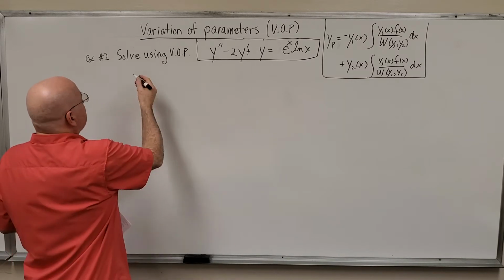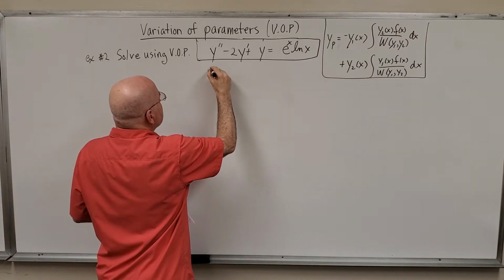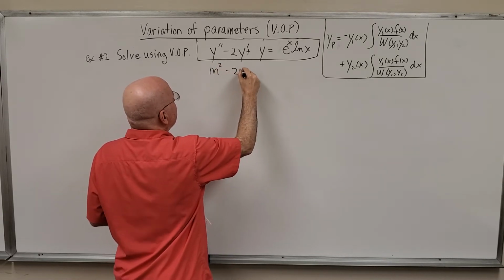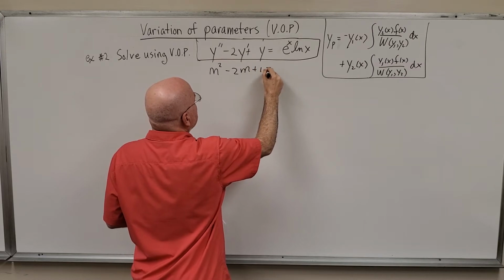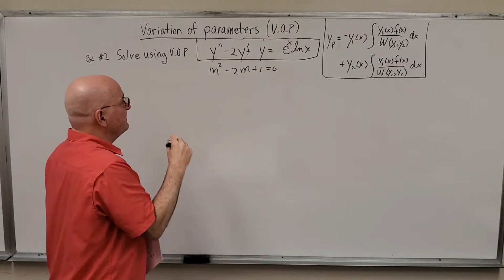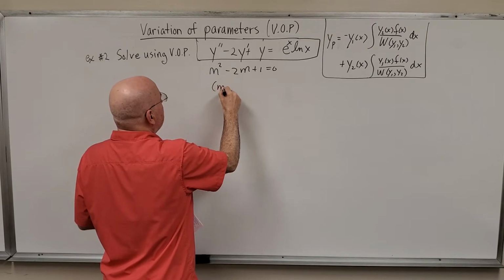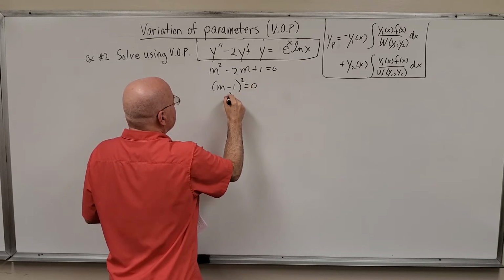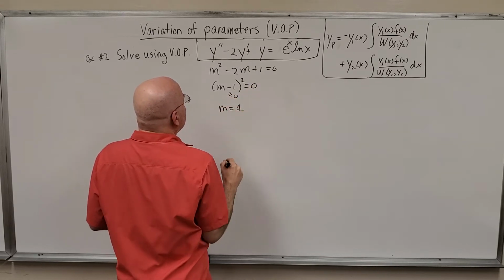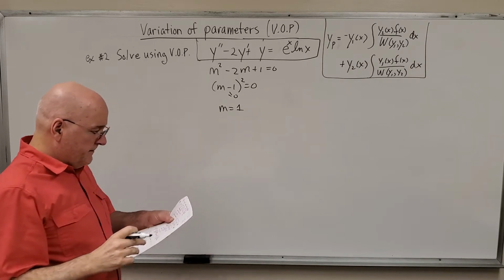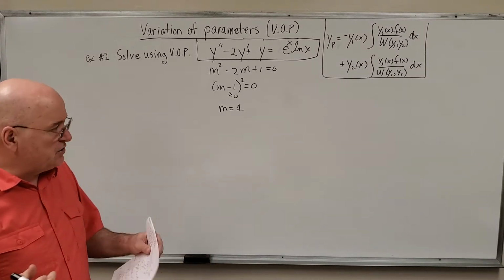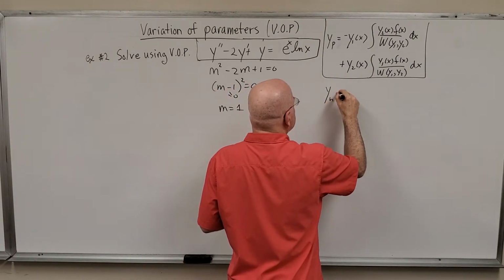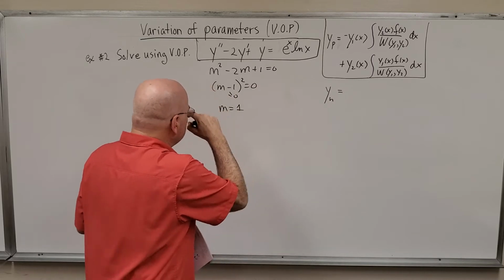So, as usual, we need to find the homogeneous solution. m squared minus 2m plus 1 equals 0 would be the characteristic equation. If we solve that, we get m minus 1 squared. Set that equal to 0, and we get m is equal to 1 twice. Its multiplicity is 2. So what does that give us for the homogeneous equation?